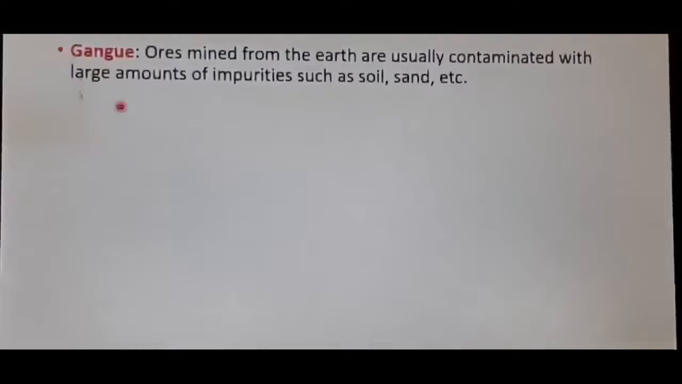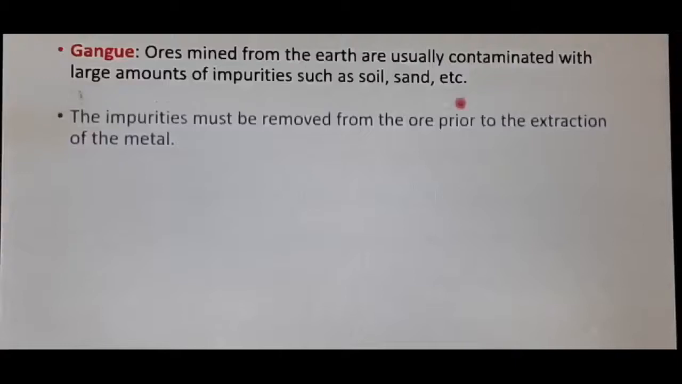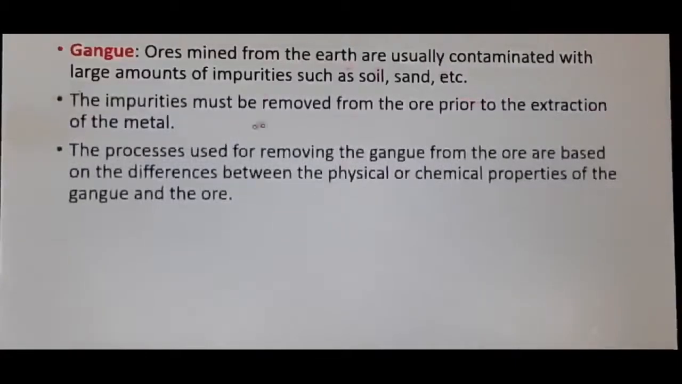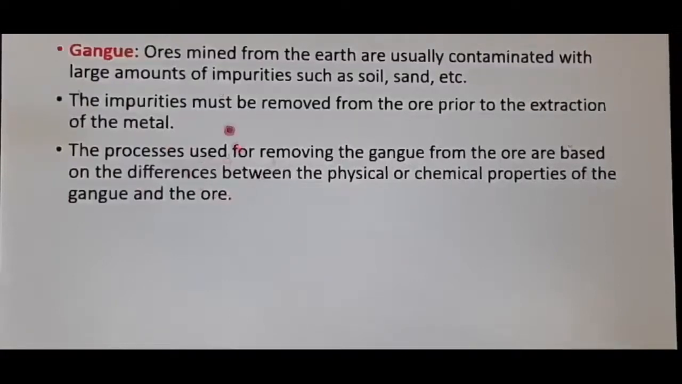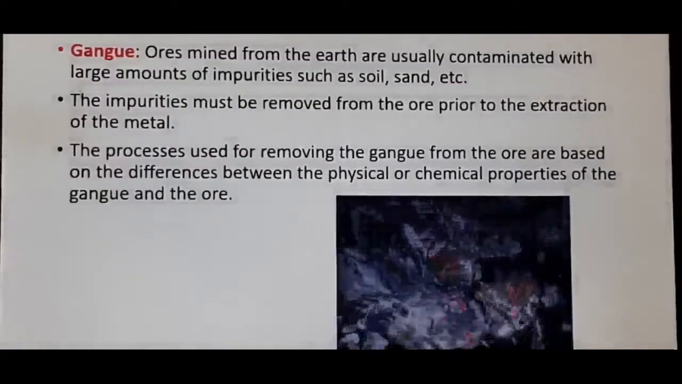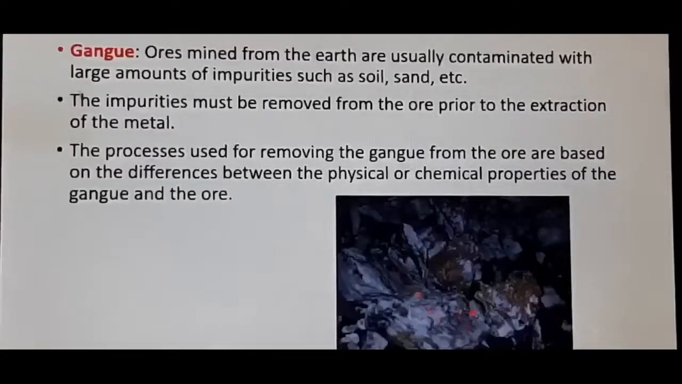Gangue, this is one term. These are the impurities in the ores, like impurities in the form of soil and sand. These impurities must be removed prior to the extraction of the metal. So before extracting the metal, gangue should be removed. Different processes based on the physical and chemical properties of the gangue and the ore are used to remove it. You can see here also, this gold is there, but along with the gold you can see sand and some impurities. These impurities are gangue, which has to be removed prior to extraction of the pure metal.